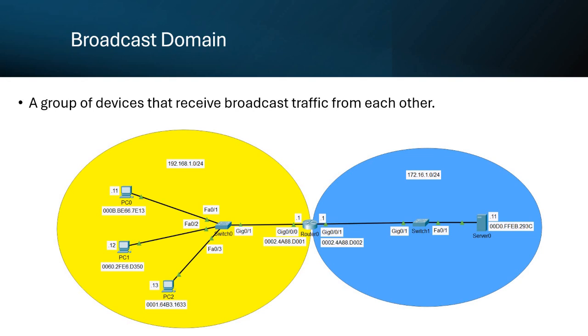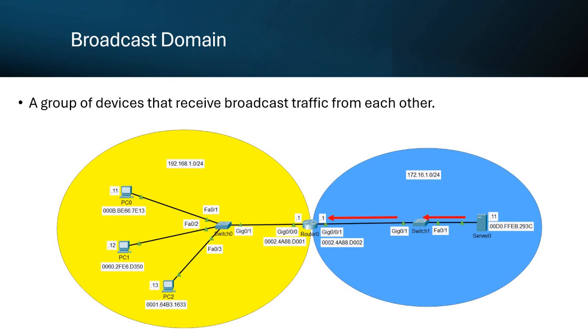A broadcast domain is a group of devices that receive broadcast traffic from each other. In this example, we have two broadcast domains. We have the yellow domain and the blue domain. Notice how they're separated by a router. Any broadcast received by switch 0 will be forwarded out all ports, but when the router receives it, it processes it, but it will not forward it.